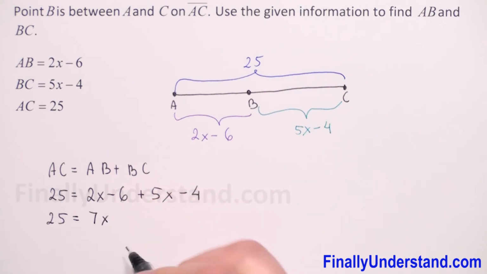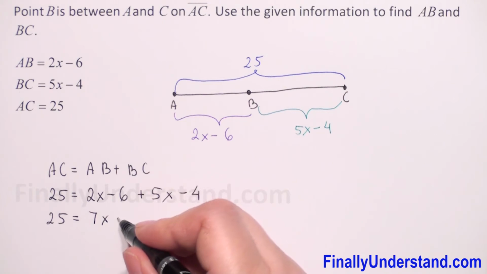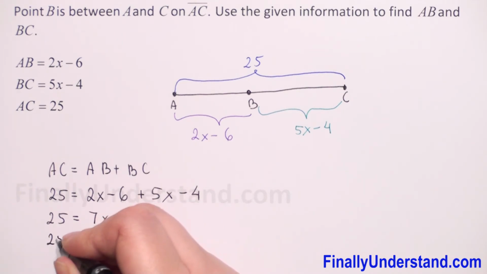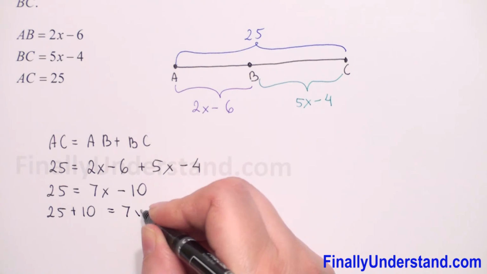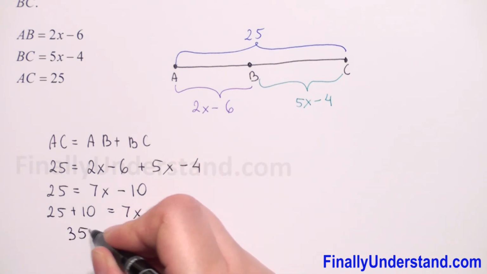Now we can combine the like terms, so we will have 25 is equal to x plus 5x is 7x, negative 6 and negative 4, so this is negative 10. Now we will move negative 10 to the left side, so will be positive 10. 25 plus 10 is equal 7x. 25 plus 10 is equal 35.